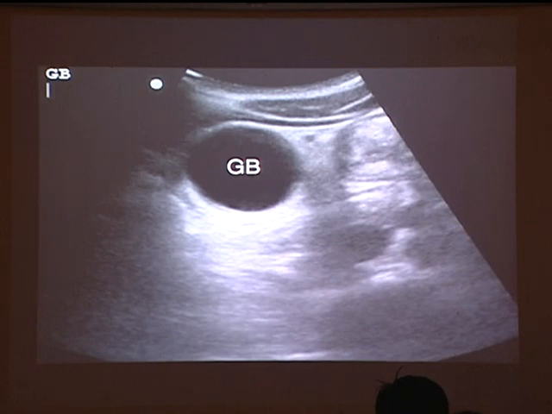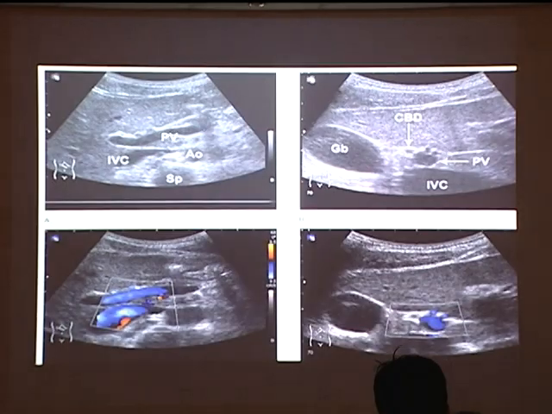And in this stage, you have to tilt your probe to see the whole gallbladder, because there may be some small stone or polyp hiding in one angle of the gallbladder. If you just see one cut, you may not see the whole gallbladder and miss something.